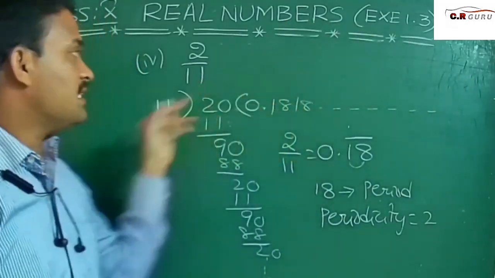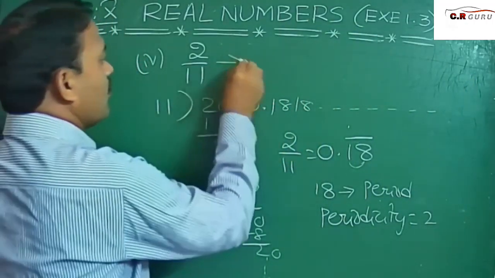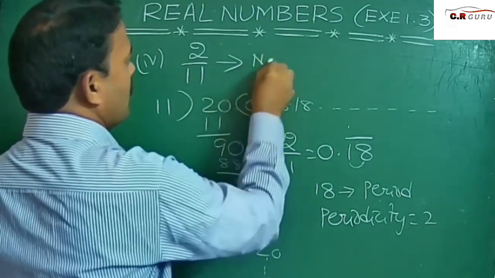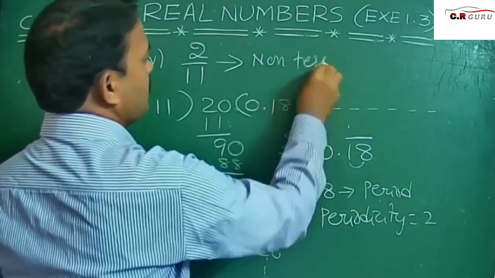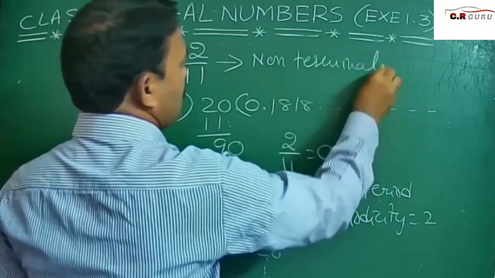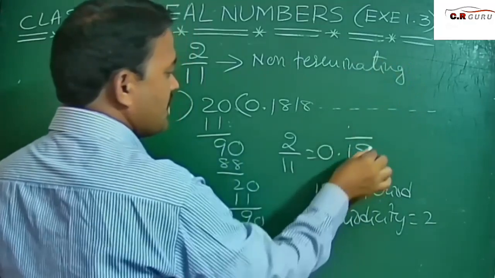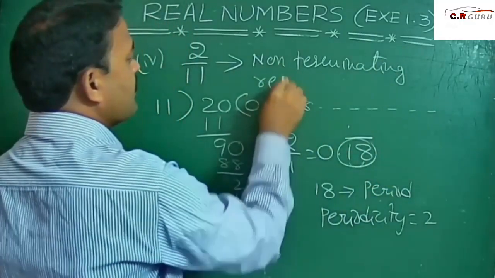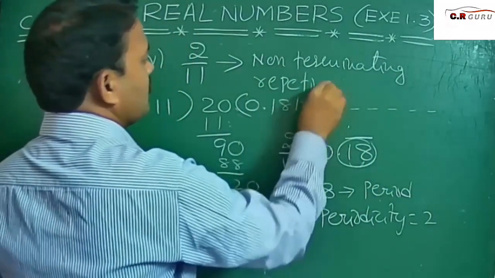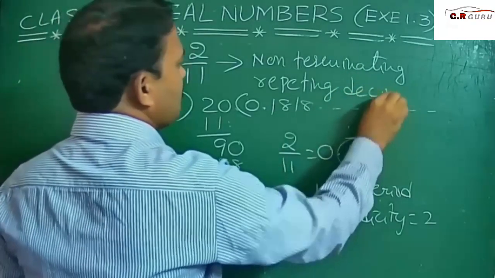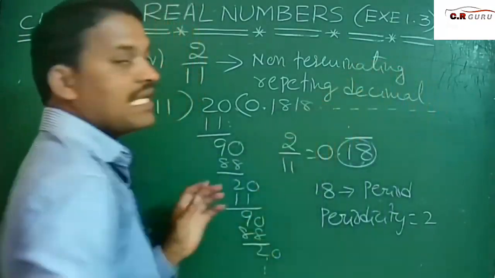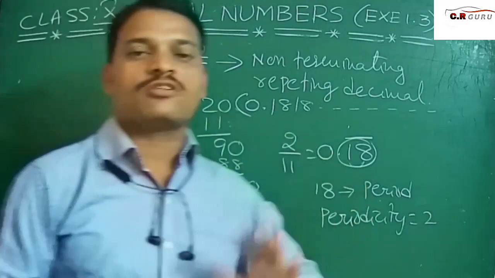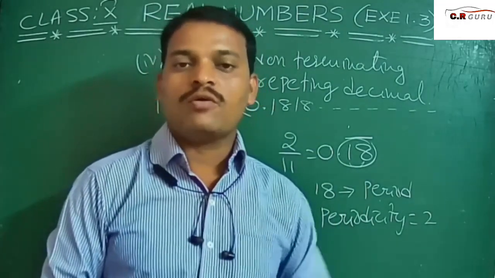So that's why this decimal is called non-terminating. Non-terminating, it is repeated 18, that means it is a repeating decimal. Repeating decimal. So this is about the first Roman sums. Okay. So now I am going to explain the second Roman.